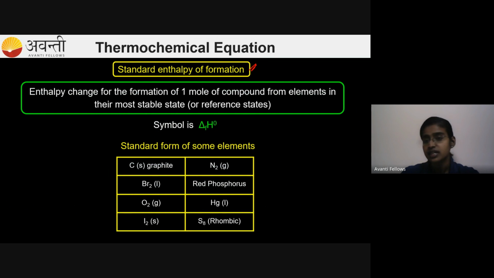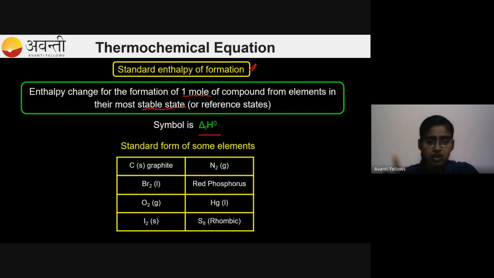Now this is the third term. First is enthalpy of reaction, delta HR. Second is delta HR naught. Now the third is standard enthalpy of formation, delta HF naught. It is the enthalpy change for the formation of 1 mole of a compound from elements in their most stable state, or their standard state, or their reference state. All the 3 are the same: stable, reference, or standard.